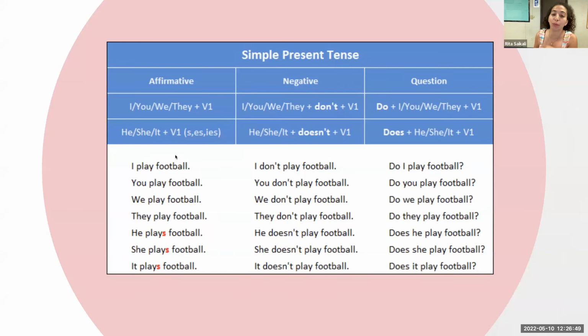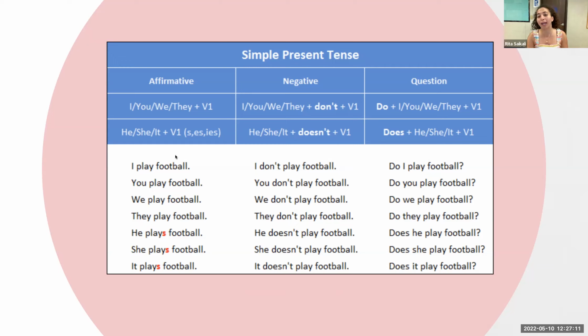So I don't play football. You don't play football. We don't play football. They don't play football. Or I can say they do not play football. He doesn't play football or he does not play football. She doesn't play football or she does not play football. And it does not play football.